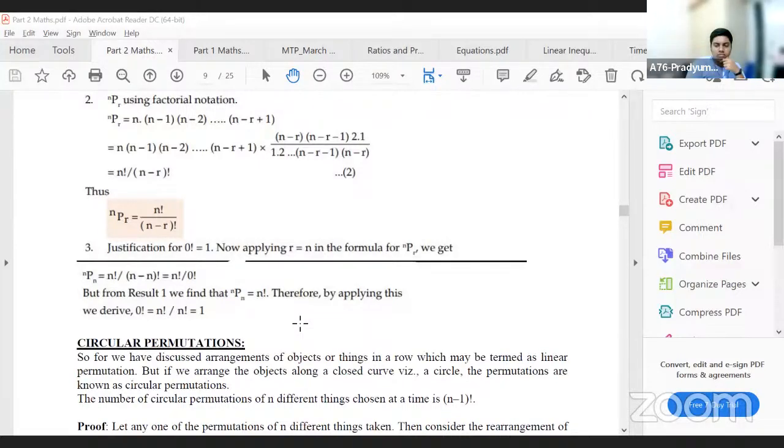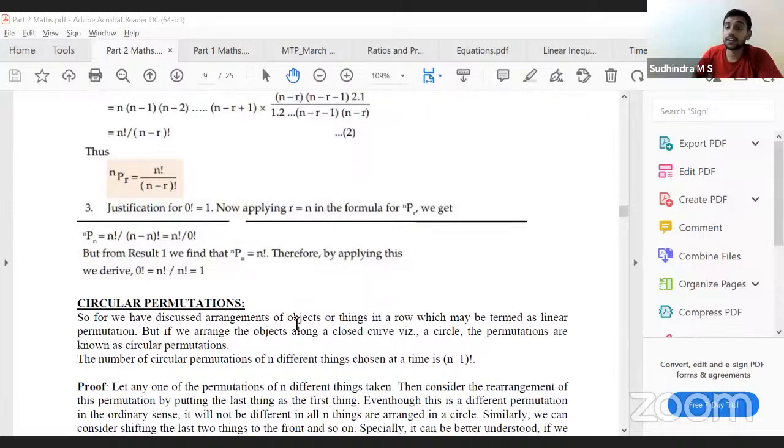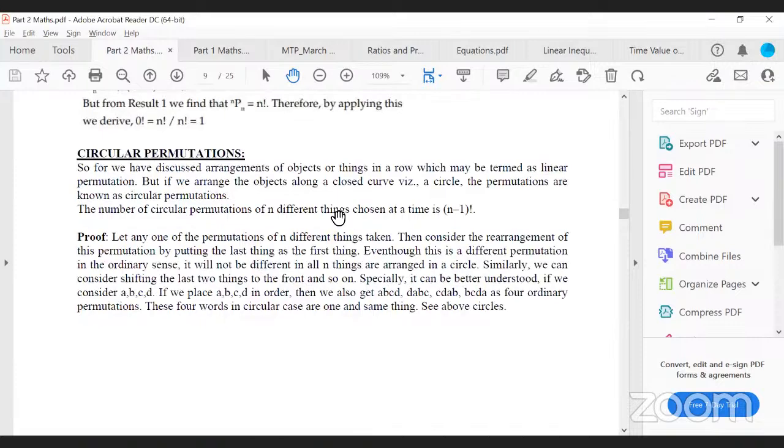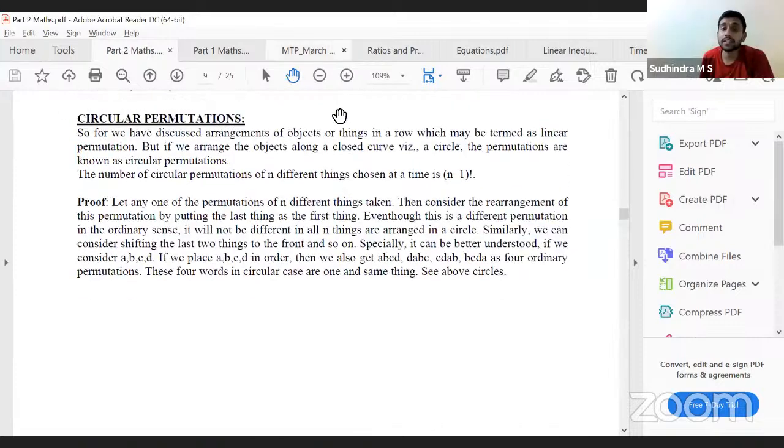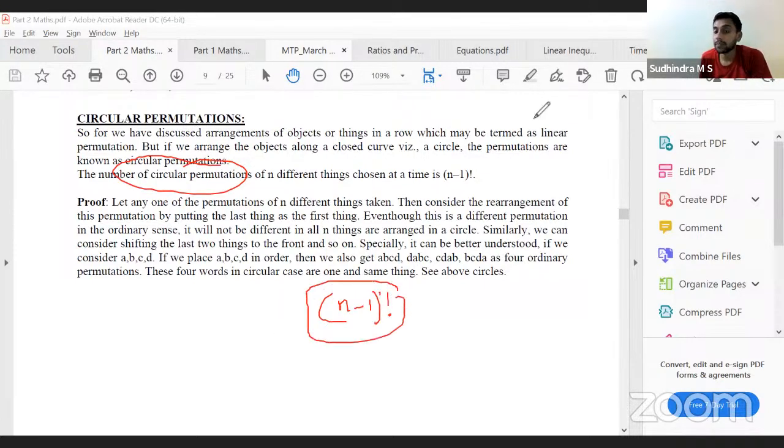NPN is 1. Then whatever we have discussed is linear permutation. We have something called circular permutation also, that is arrangement in circular order. In that case, the number of permutations possible is n minus 1 factorial.